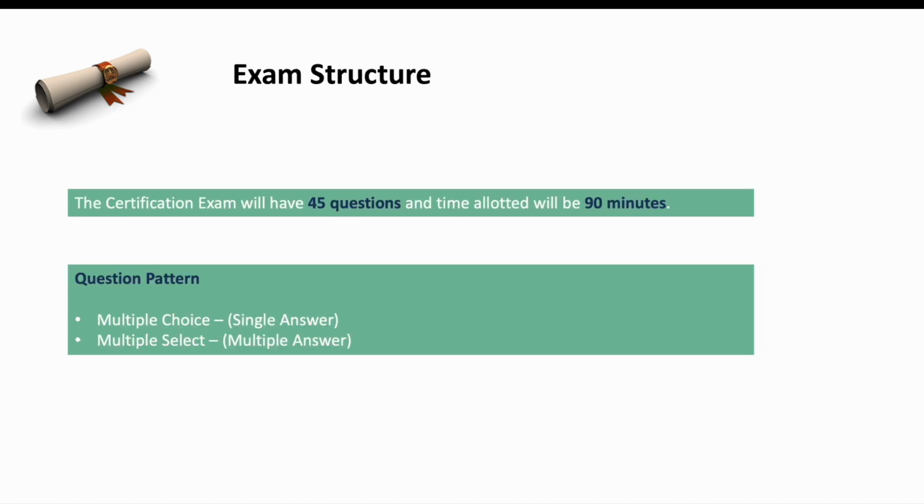Now let's talk about the exam structure. This certification exam will have 45 questions and the time allotted will be 90 minutes. The question pattern will be based on two types. The first one is multiple choice, where you have to select the single answer which is most accurate, and the second is multiple select, where you have to select more than one answer, as mentioned in the question, like select 2, select 3.